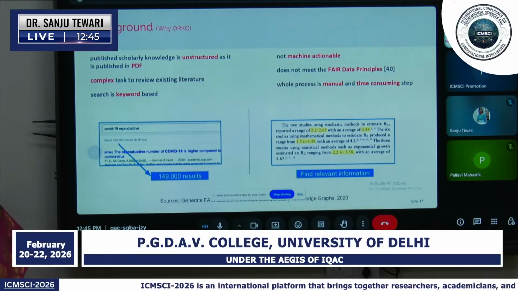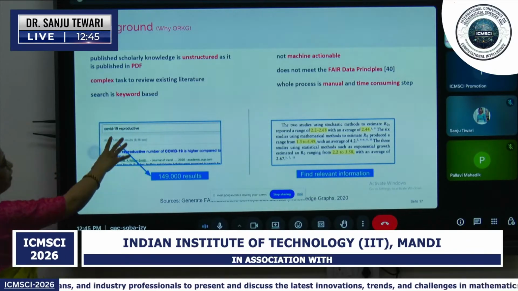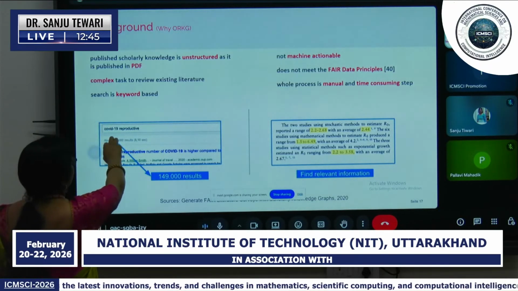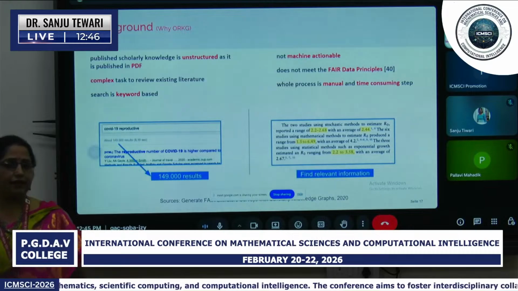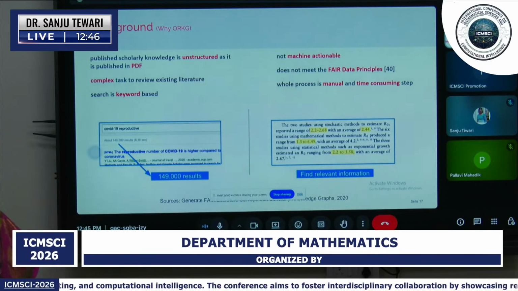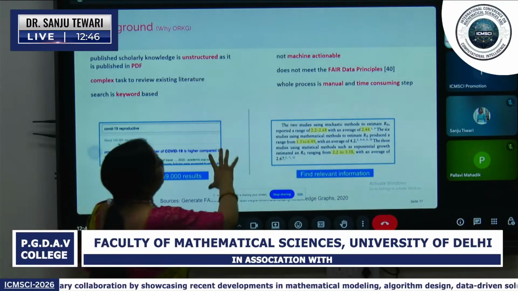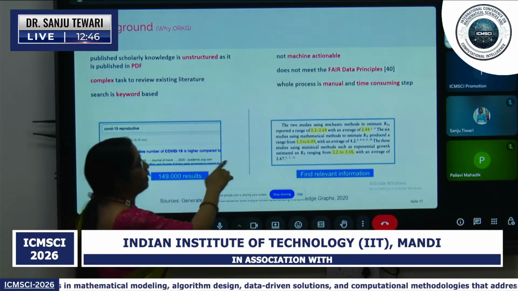So for those who are in the initial stage, it is very useful, because they have other subjects also. It is very easy to find papers and then prepare the contribution in a quick way. When we search manually, it is keyword based and we get many papers, and sometimes students run away to avoid reading them. But if they have a graphical or tabular representation, they are interested to read it and extract the information. So we can say that it is not machine actionable, does not meet the FAIR data principles, and the whole process is manual and time consuming.